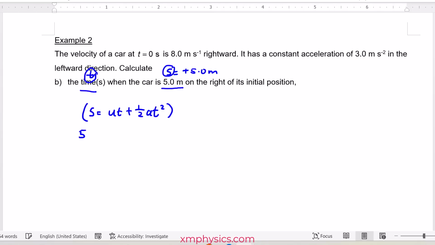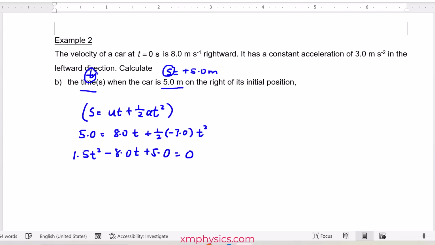So the displacement I'm interested in is 5 meters. The initial velocity, remember, is 8.0, yeah? Time is what we're trying to calculate, plus half. Now the acceleration is negative 3.0, and then t squared. So we've got to solve for t, yeah? Turns out this is a quadratic equation, so let's rearrange it a bit first.